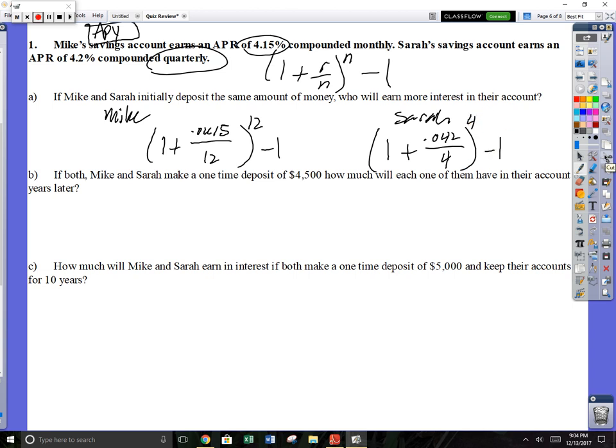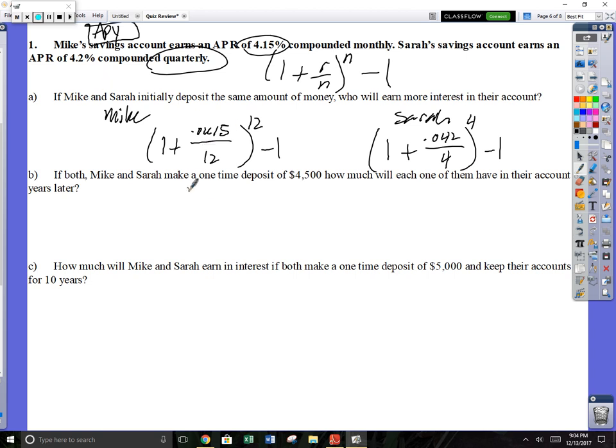So your gut would say Mike is the man you want to go with. He's getting a slightly lower interest rate, but it's compounding more frequently. So my gut would tell me to go with this one first, but if you do the math, I think it's actually Sarah. And it's really neck and neck. It's pretty close. Okay, where are we?